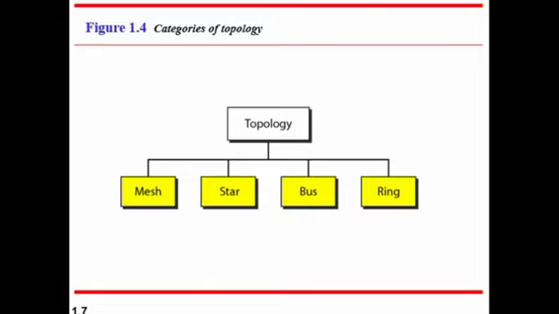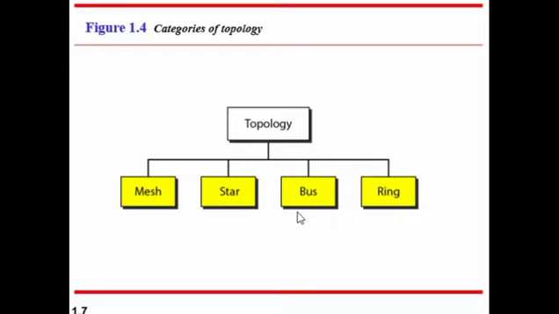We can say here are four given, but there is another fifth topology. We will discuss it later. The first topology is mesh topology, the second one is star topology, then bus topology and ring topology. Then if we merge different topologies, we get another topology category, that is hybrid topology. So basically we have five categories of topologies.